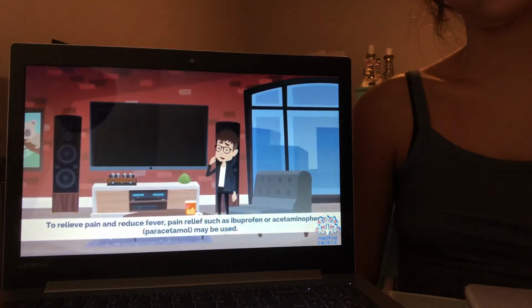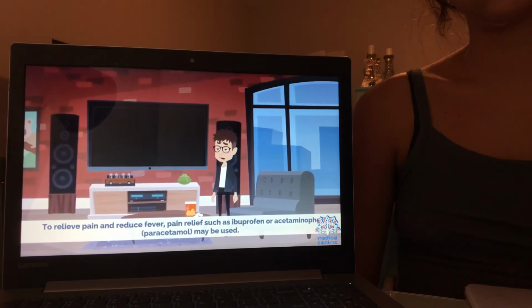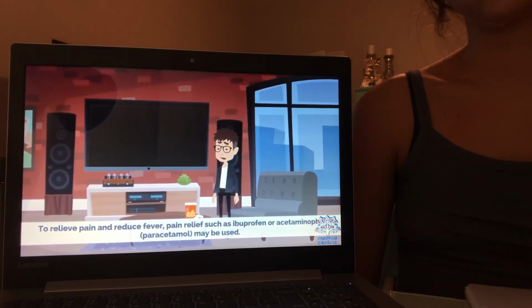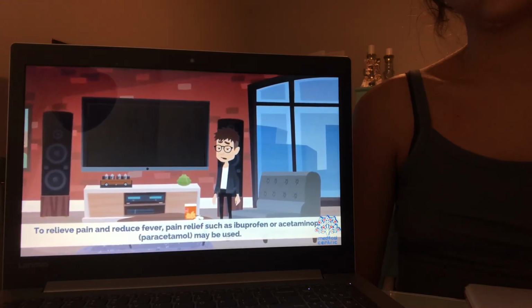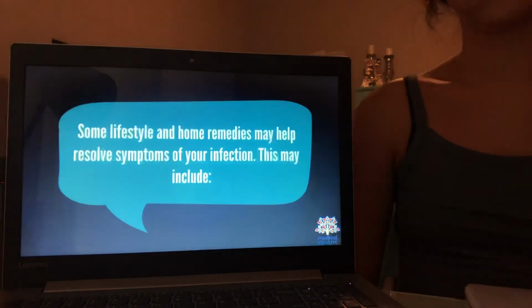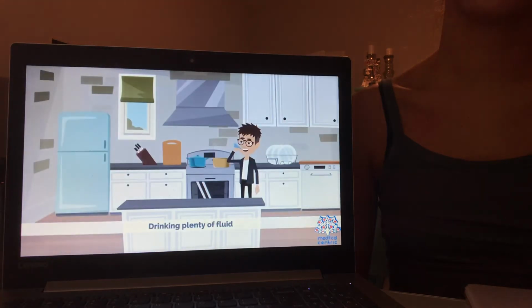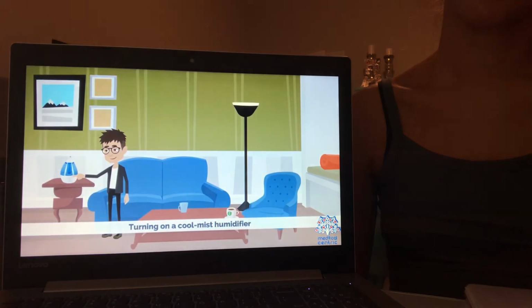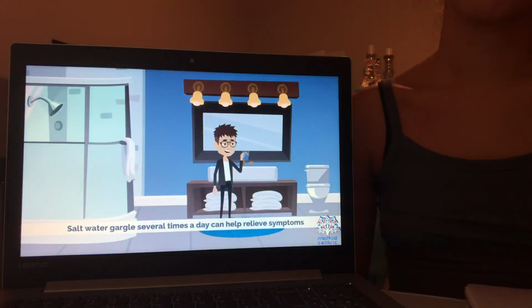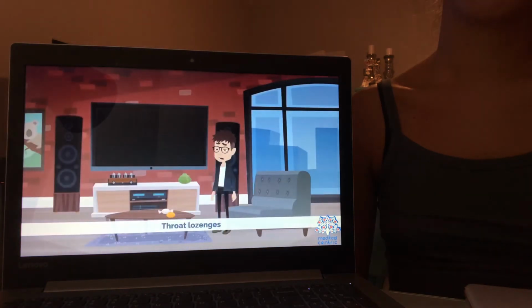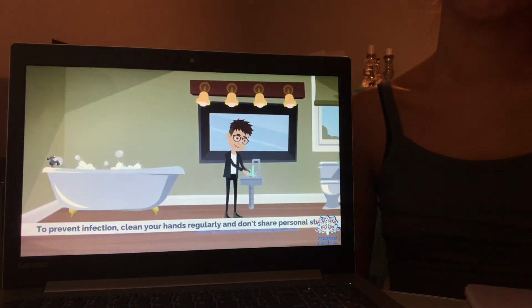To relieve pain and reduce fever, pain relief such as ibuprofen or acetaminophen or paracetamol may be used. Some lifestyle and home remedies may help resolve symptoms of your infection. This may include rest, drinking plenty of fluids, turning on a cool mist humidifier. Salt water gargles several times a day can help relieve symptoms. Throat lozenges. To prevent infection, clean your hands regularly and don't share personal stuff.